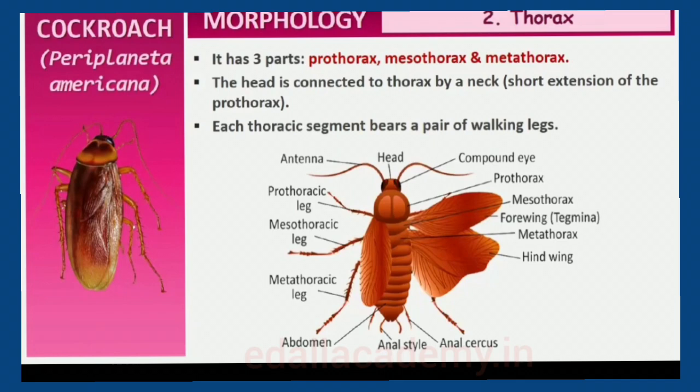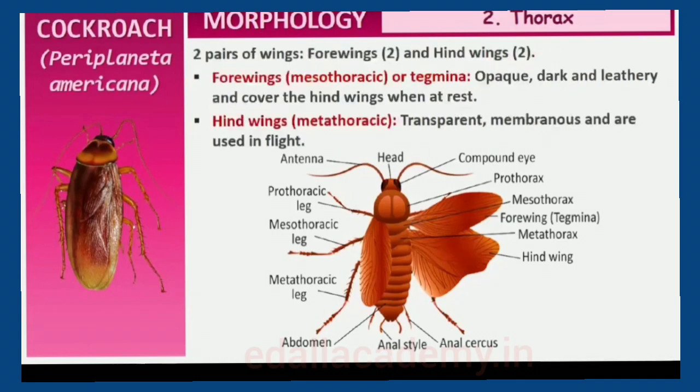Each thoracic segment bears a pair of walking legs. The first pair of wings arises from the mesothorax and the second pair from the metathorax. Forewings, mesothoracic, called tegmina, are opaque, dark and leathery and cover the hind wings when at rest. The hind wings are transparent, membranous and are used in flight.